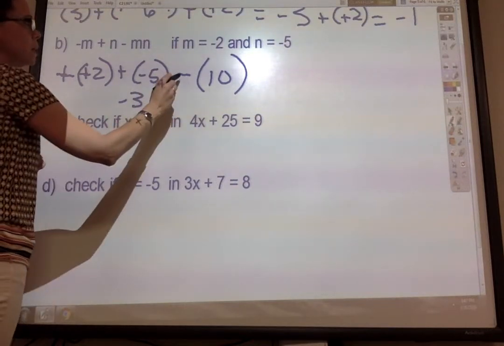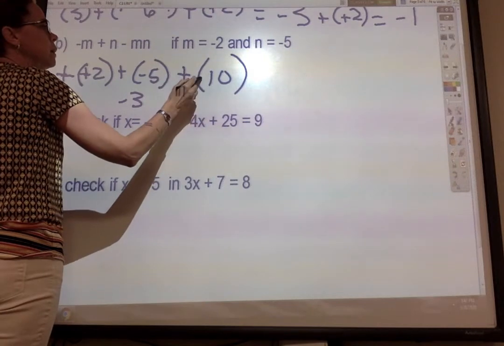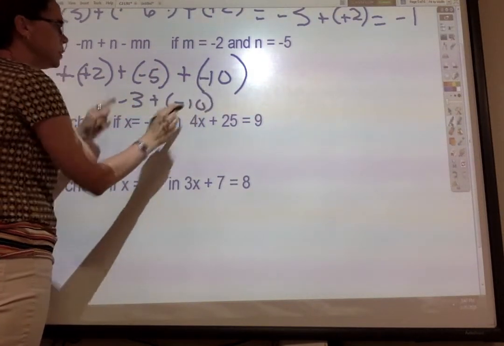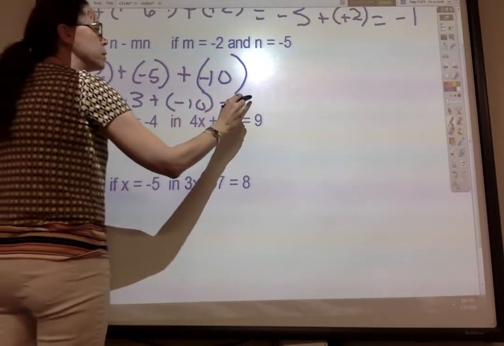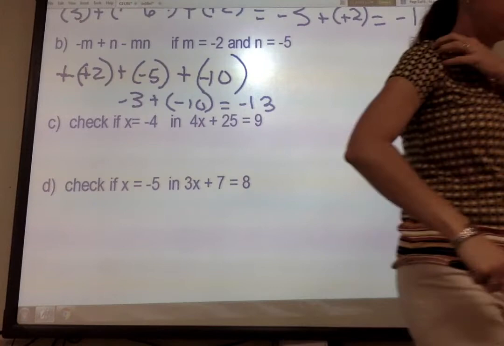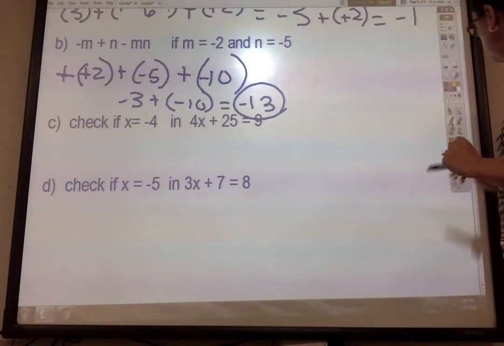So now I have another subtraction. I'm going to add the opposite. So plus a negative 10. These are the same sign. I can add their absolute values and keep the sign. The final result is negative 13. Okay?